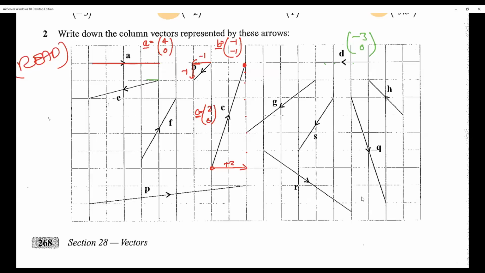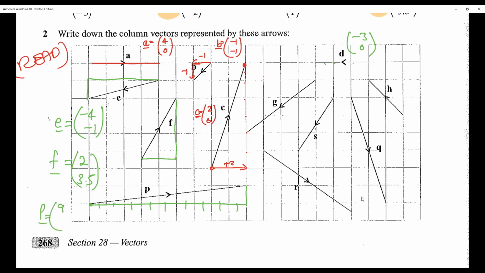E will be -1, 2, 3, 4, -1, -4, -1. That's the vector E. F will be across by 2 and up by 1, 2, 3, 3.5. So F will be 2 across and up by 3.5. Okay, P is going to be all the way across here and up by 1. Count across: 1, 2, 3, 4, 5, 6, 7, 8, 9. So P is going to be 9 across and it's going to be 1 up. Okay, lovely. Mark off the answers so far, please.